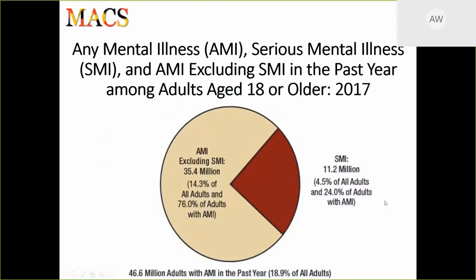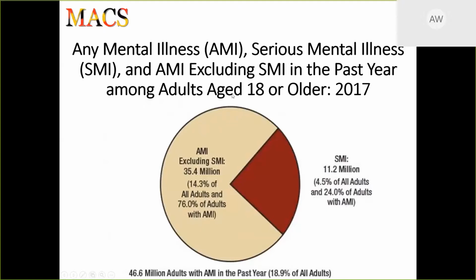National Survey on Drug Use and Health, as it used to be called. This is the annual survey that tries to get more real-time information on what's going on. So in 2017, this was the number of people with any mental illness and serious mental illness, which they classified as anyone who said that their mental illness had significant effects on their life.